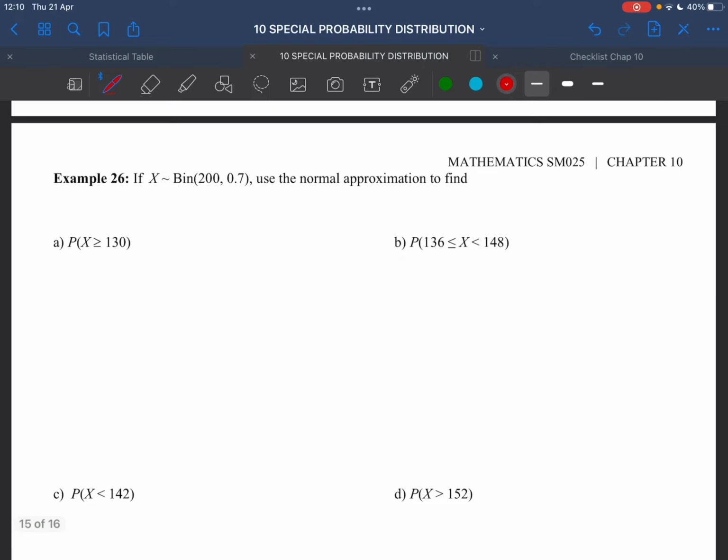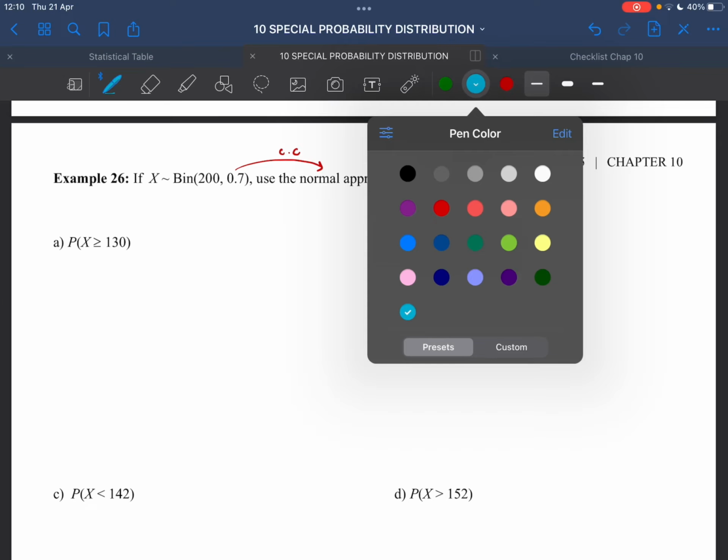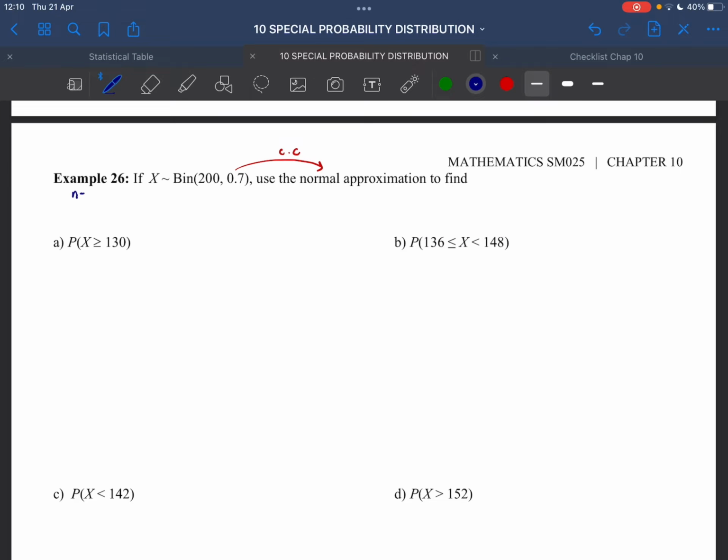Example 26. If X is a binomial with n equals 200 and p equals 0.7, use the normal approximation to find. Okay, so this question straightforwardly gives us binomial to normal approximation. So you know that you have to use continuity correction, from binomial to normal. So what we have here is n equals 200, p equals 0.7. So let's find our np.